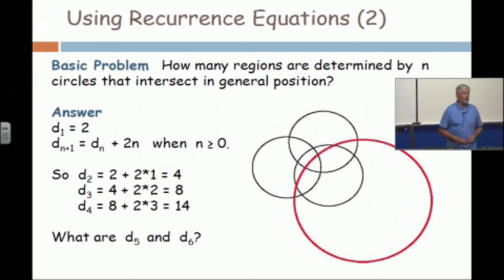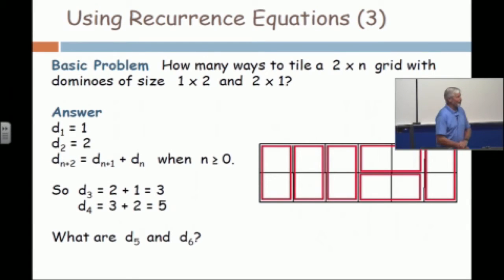I've used the recurrence to calculate the values, which you could just as well have done by hand. But now you can do d5 and d6 as well. You could do d10, d20. You could do it by hand. It would take you 10 or 15 minutes, but you could do it. All right, now let's begin to work some that are a little harder.